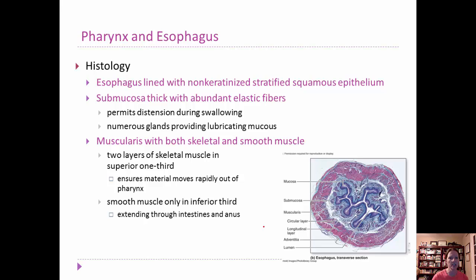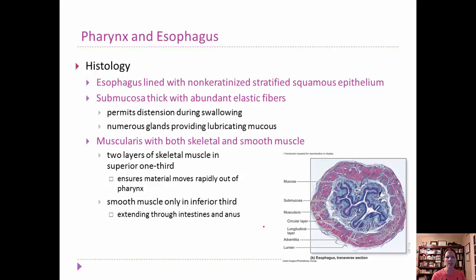So taking a look at the histology, the esophagus is going to have non-keratinized stratified squamous epithelium. Again, we still have this bolus of food that was very similar to what we had in the pharynx. So it is going to start pushing down the esophagus.